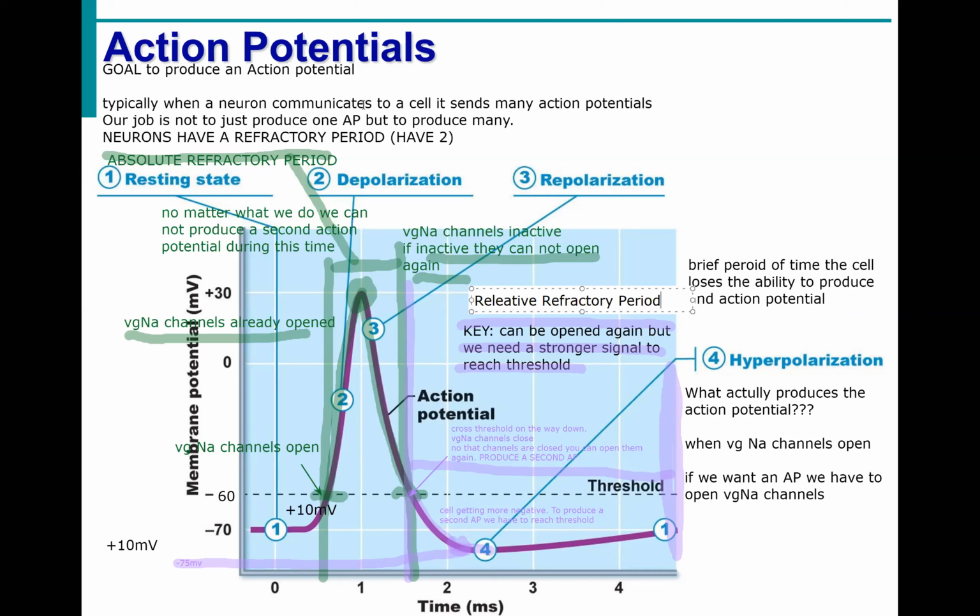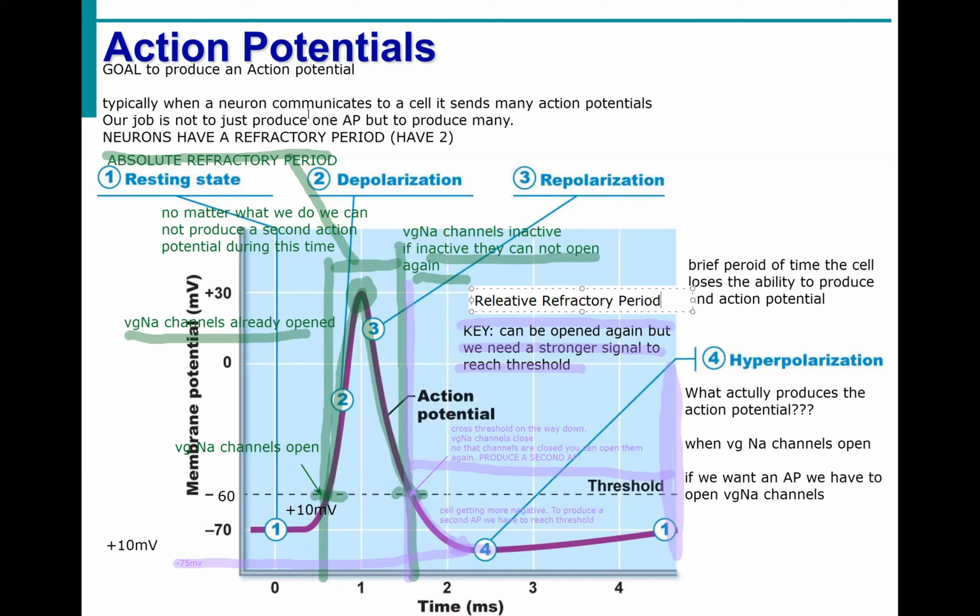During the absolute refractory period, there is absolutely nothing you can do to produce a second action potential. During the relative refractory period, you can reach threshold, but it takes a stronger signal. So it is just relatively harder. You can get an action potential, it takes a bigger signal. It's harder to do. Whereas in the absolute refractory period, there is absolutely nothing you can do.